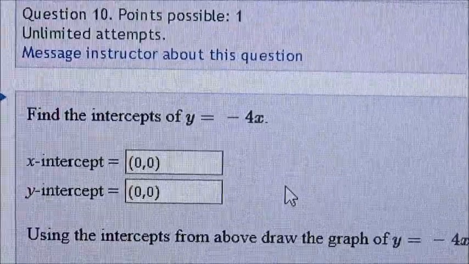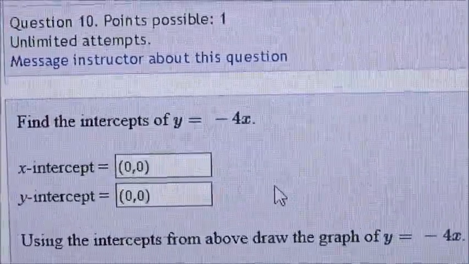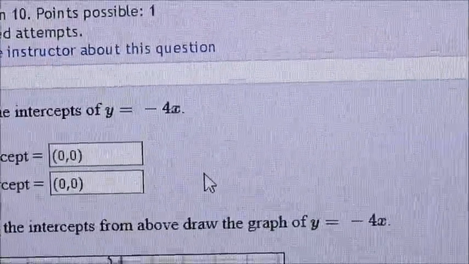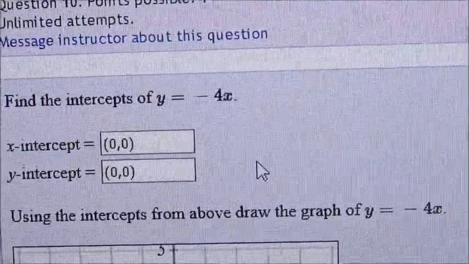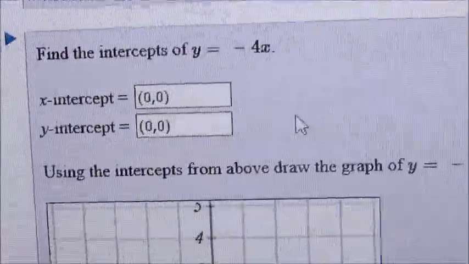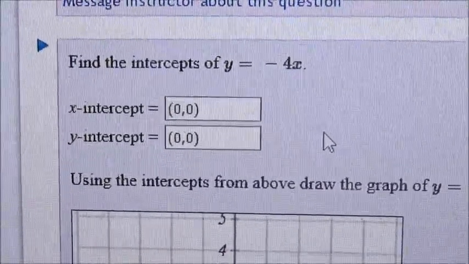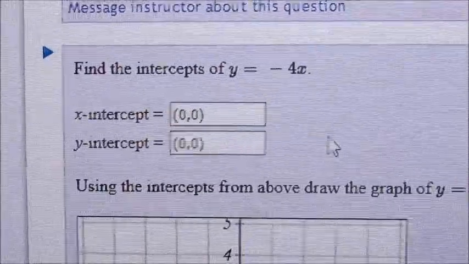We have y equals negative 4x. So to find our intercept, let's put a 0 in for x. 0 times negative 4 is 0. And so we see that we're going to have just 0, 0 and 0, 0 for both of our intercepts. We will have some like this.